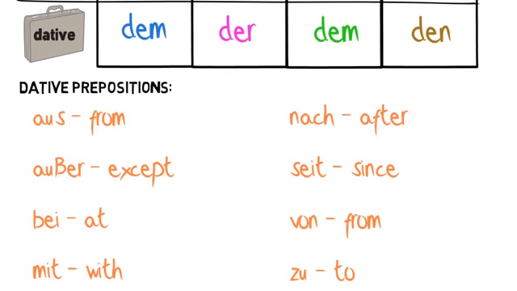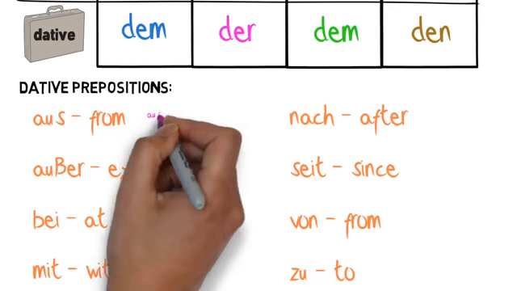A hint to learning these is to sing them in that order to the tune of the Blue Danube Waltz. Aus, außer, bei, mit, nach, seit, von, zu, and so on.